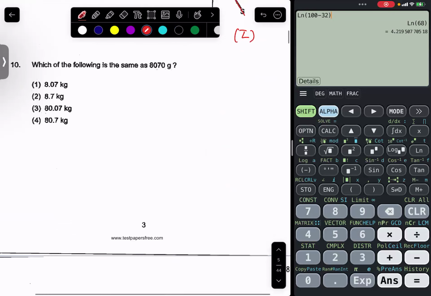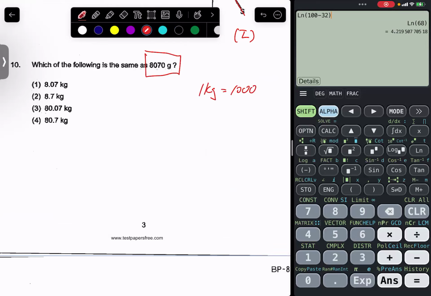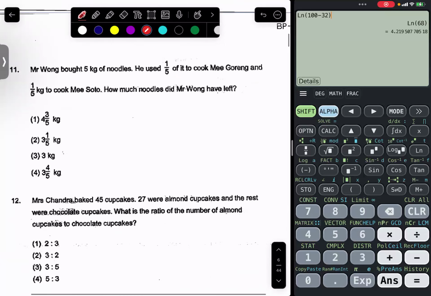Which of the following is the same as 8,070 grams? All right, conversion: 1 kg equals 1,000 grams. To fulfill a kg, we need 1,000. So 070 doesn't fulfill. So that means we have 8.070 kg. The 0 at the back we can ignore. So it will be 8.07 kg. Answer number 1.